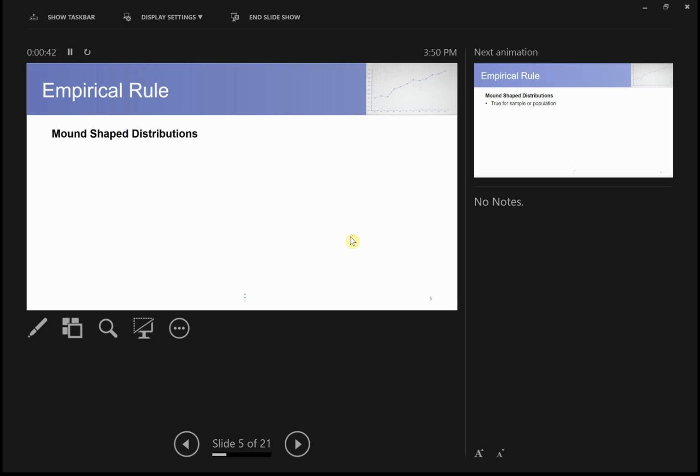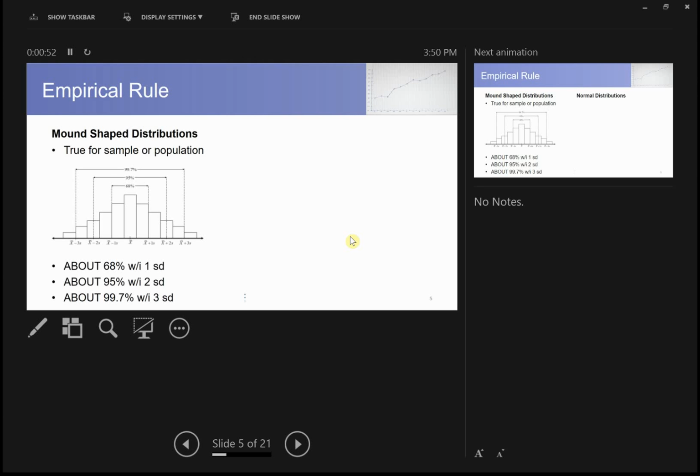So the thing to remember is that when we have mound-shaped distributions, the data that we're looking at can be either from a sample or from a population, okay? And so here, we're going to have data from a sample, right? This isn't a curve, this is a histogram. The key thing to remember is that the empirical rule is not obeyed exactly. So this is approximate for a mound-shaped distribution.